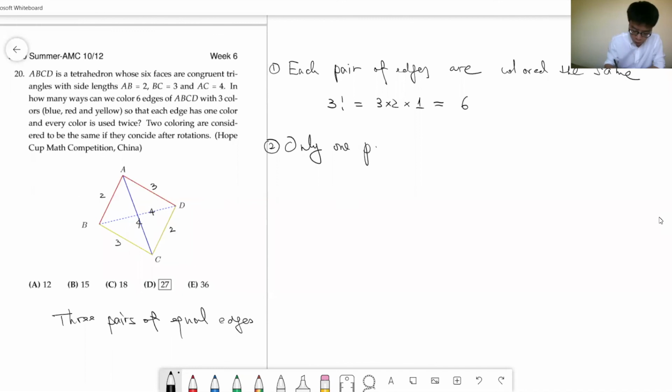1 pair of edges with the same color. Okay. So for example, let's first decide this pair. So we have 3 choices. And next, we decide which color to use here. So we have 3 choices. So basically, we have 9 choices.